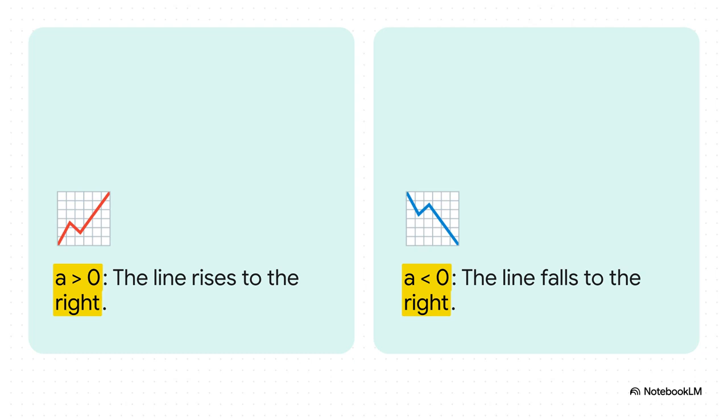But if a is a negative number, the line is heading downward. So just by looking at the sign of a, you instantly know if you're going uphill or downhill.